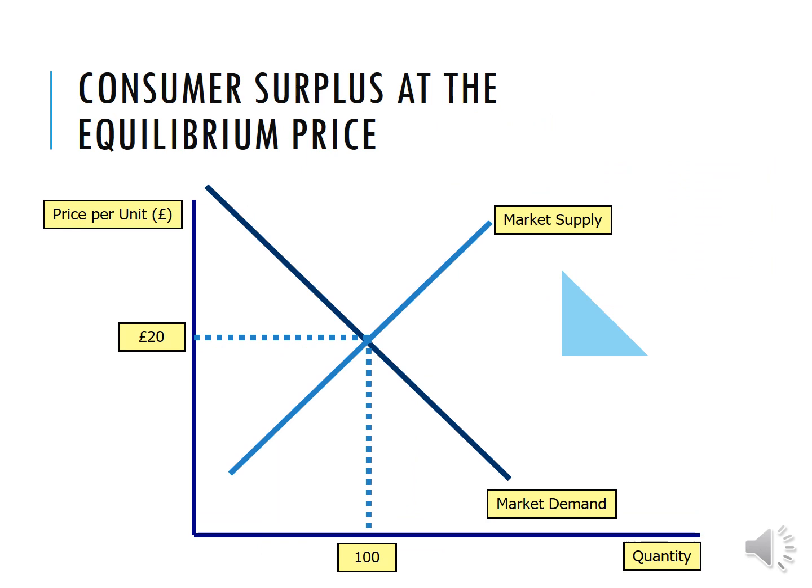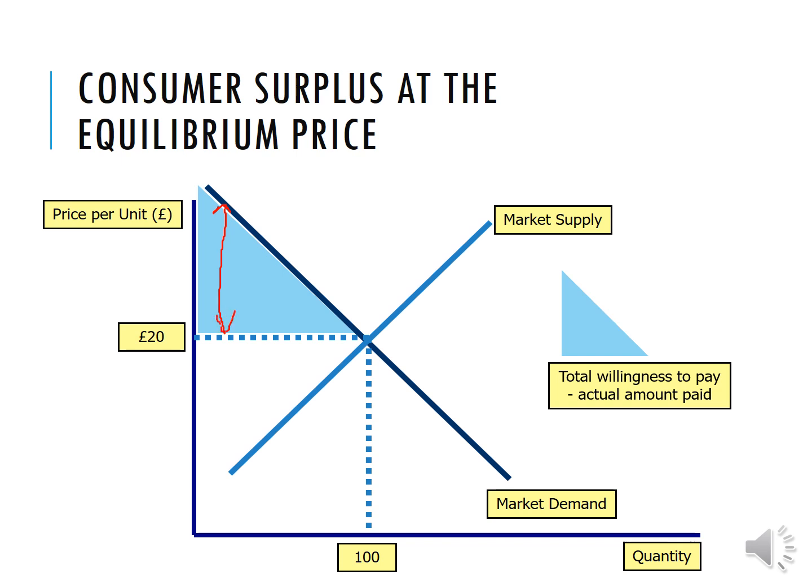So the consumer surplus at the equilibrium price is the difference between what people are willing to pay and what they actually pay. This area here is really the sum of all these little bits of value added together, and the blue area in total represents the consumer surplus. It's a measure of the consumer's value in excess of the price they actually have to pay.